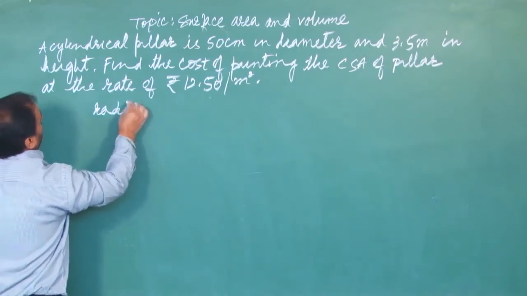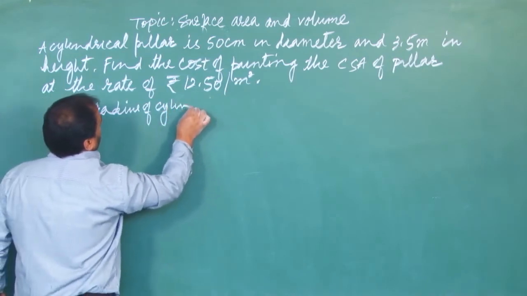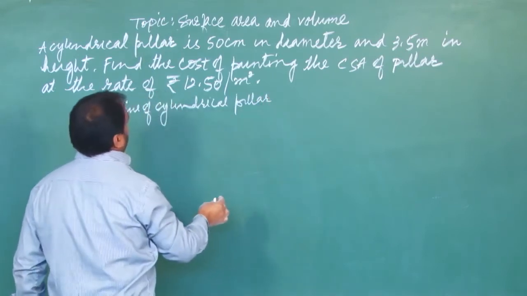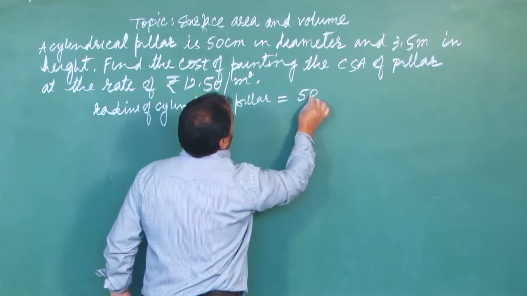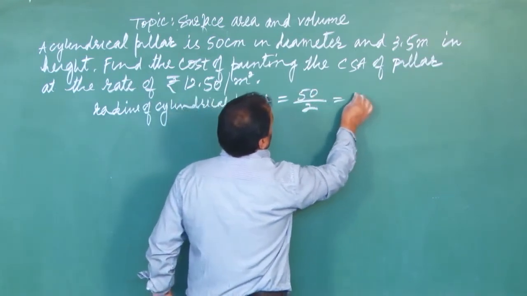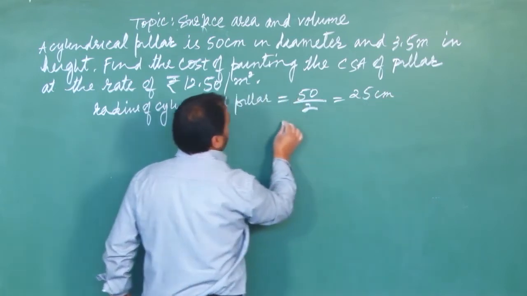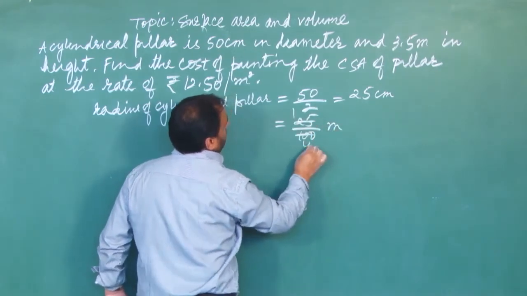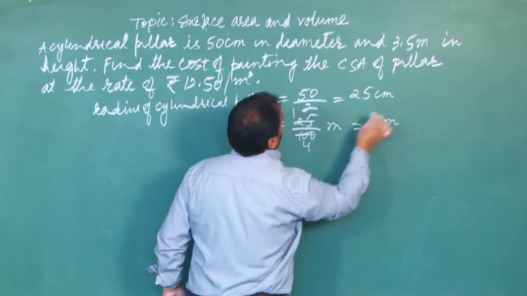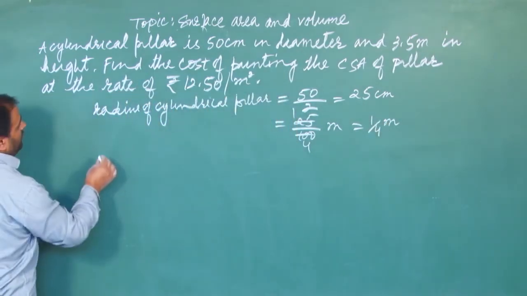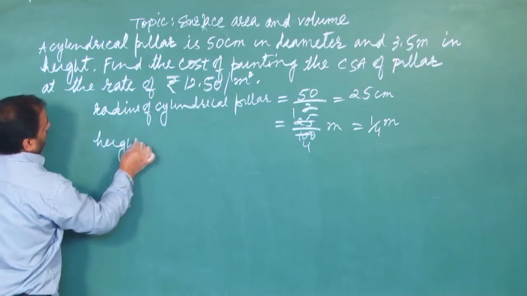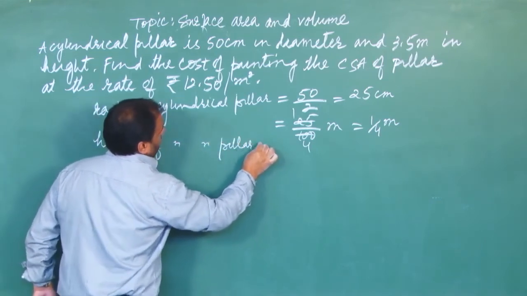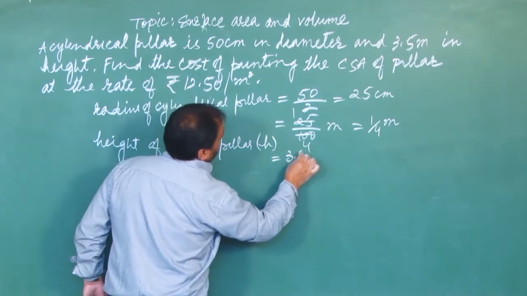Radius of the cylindrical pillar is 50 divided by 2, because diameter is twice its radius, or we can say radius is half of the diameter. When we convert it into meters, it is to be divided by 100 and it becomes 25 by 100, that is 1 by 4 meters is its radius. And the height is 3.5 meters.